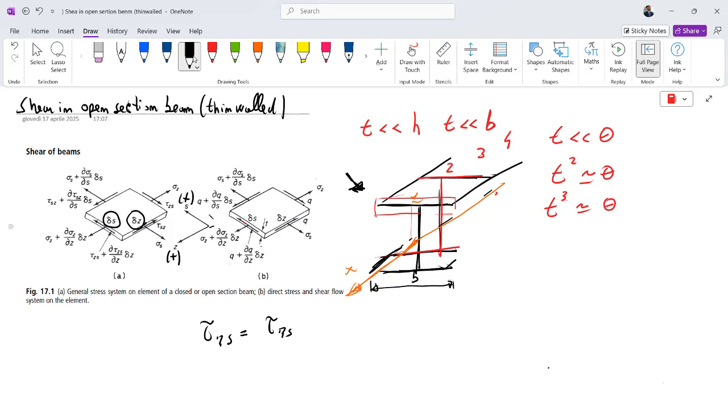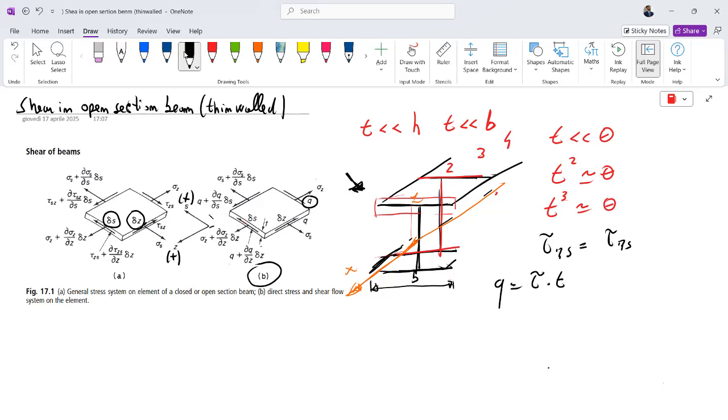When we talk about an open section beam, clearly a thin walled beam, the most simple thing to do is talk about the shear flow. So in figure B we see the direct stress that is sigma z, and the shear flow that is q. q is the shear flow, because the shear flow is equal to the shear stress times the thickness.